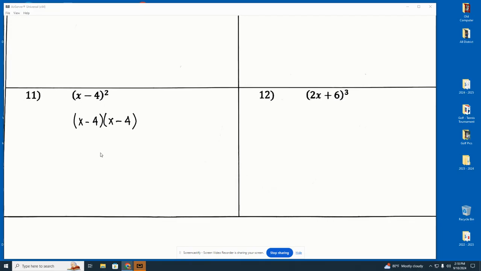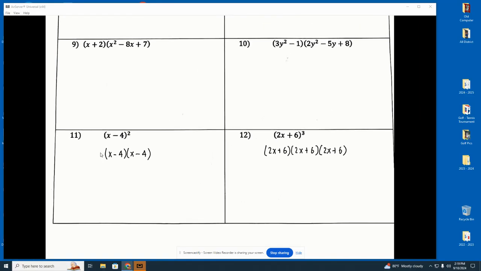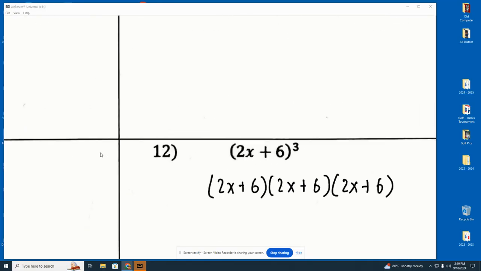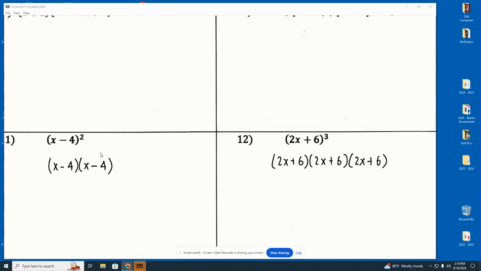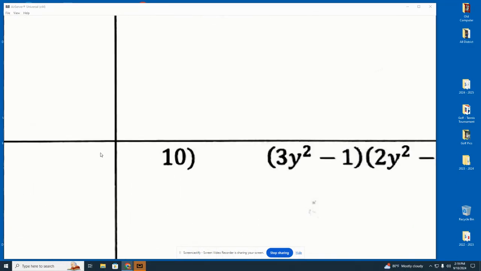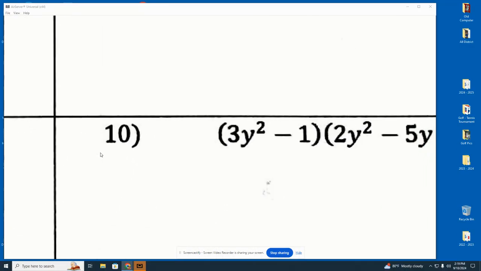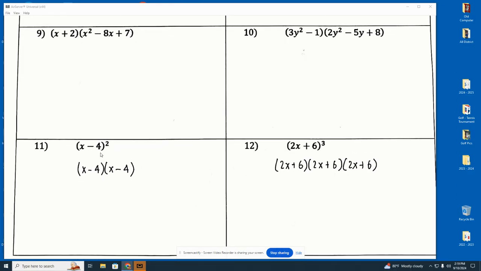The number 12, though, you're going to do 2x plus 6 cubed. So times 2x plus 6 times 2x plus 6. So you're going to multiply all that out in order to come up with your answer. So when you see those being cubed like that where it's on the outside, that's how you deal with it. Now look, if you see that on number 10, for example, yeah, it's squared, but it's on the inside. The whole thing's not being squared, so it's treated a little differently.